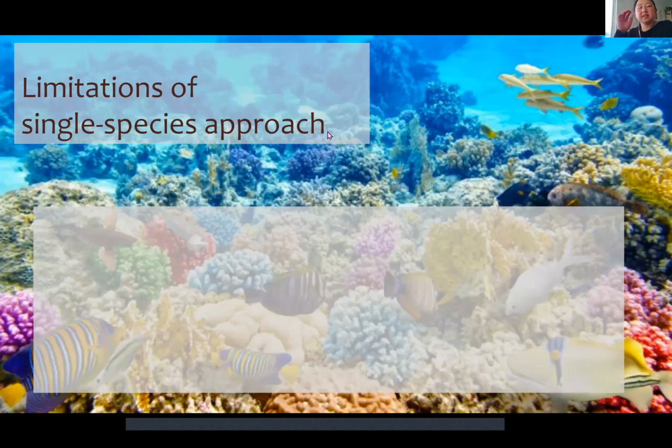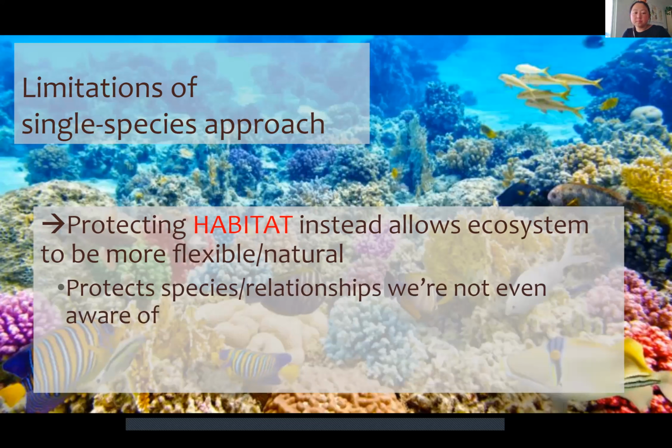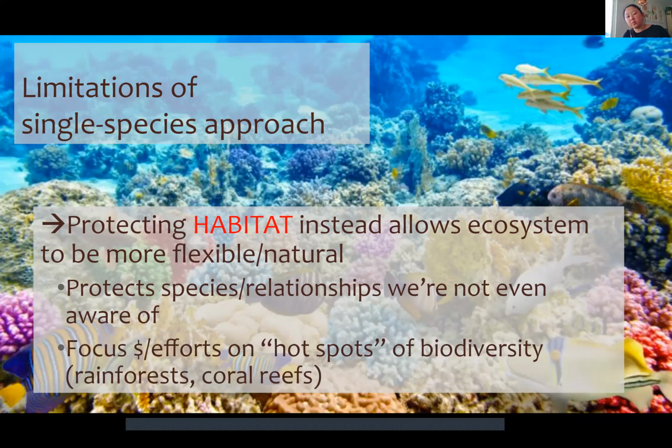Conservationists have not loved the limitations of the single species approach, because oftentimes in an ecosystem, if there's one species that's endangered, that means the whole ecosystem is just not doing so hot. It's either not supporting them or something is happening there. So protecting habitat instead allows ecosystems to be more flexible and natural. Instead of saying we've got to save the red foxes in this ecosystem, protecting the ecosystem as a whole generally benefits more organisms and protects species and relationships we're not even aware of.